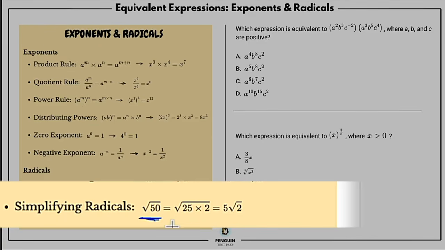And when you do this, you're trying to find factors that have perfect squares. So if we said this is the same as the square root of 25 times 2, now we can pull the square root of 25 out, which is 5. And then inside, we would only have this 2 remaining. So that's more or less how you simplify radicals.